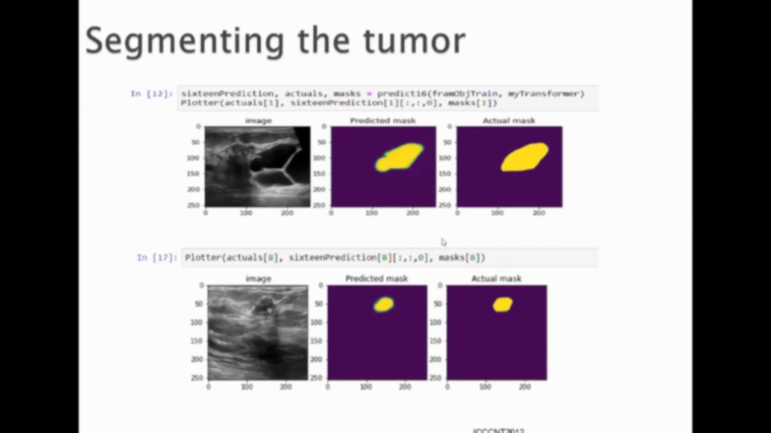In segmenting the tumor, we can see that the first image is the ultrasound image, and the third picture is the actual mask. Actual mask means the tumor segmented from ultrasound images by the radiologist. And the middle, the predicted mask, means the mask which was predicted by our algorithm. We kept the images here for comparison. The actual mask and predicted mask are very similar, we can see here.